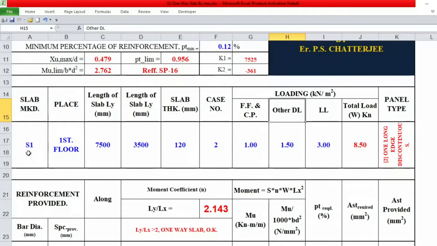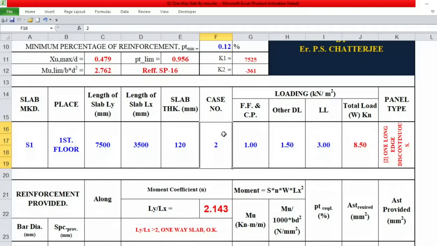This is slab mark S1, place first floor. This is Ly, length in longer direction, is equal to 7500 millimeter. Length of the shorter direction Lx is equal to 3500. Slab thickness we considered 120.